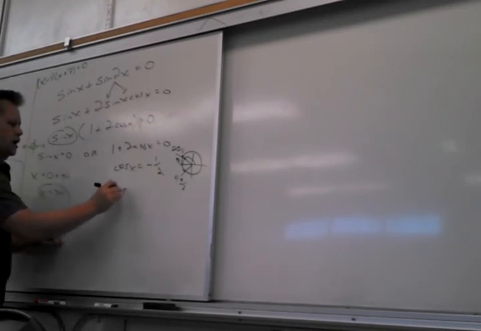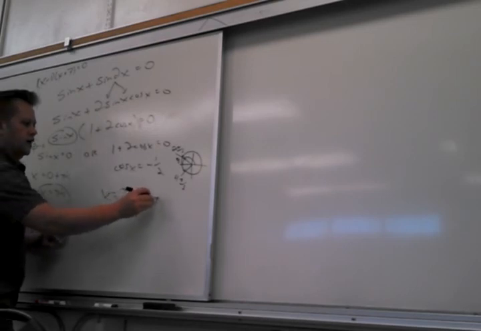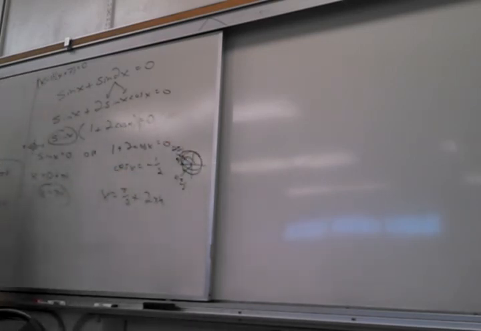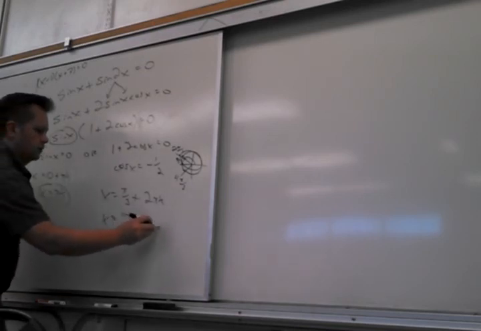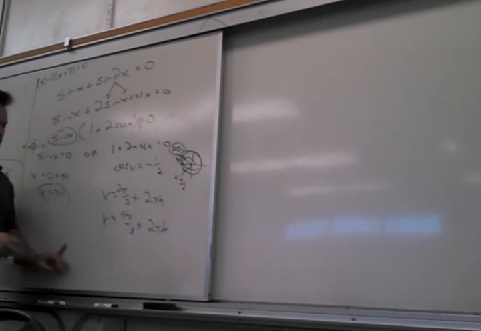So this will be pi over 3 plus 2 pi k. Because if I go all the way around and come back, I get another answer. Or 4 pi over 3 plus 2 pi k again. Wouldn't the complement be 2 pi over 3? Oh, I'm sorry. Yeah, 2 pi over 3. Thank you.